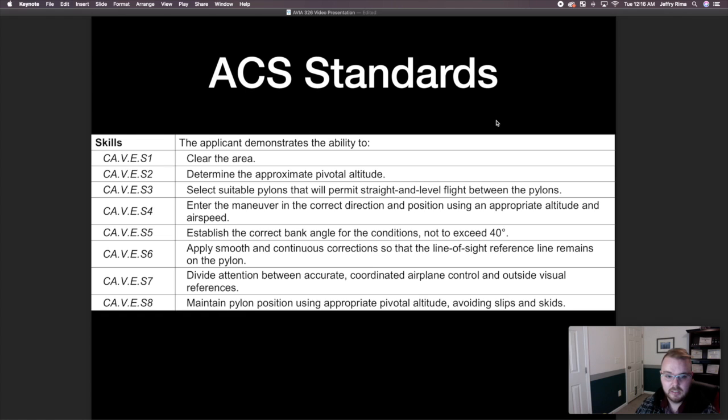Establish the correct bank angle for conditions, not to exceed 40 degrees. Apply smooth and continuous corrections so that the line of sight reference line remains on the pylon. Obviously, being a commercial pilot requires you to be smooth. It's going to require you to divide attention between accurate and coordinated airplane control and outside visual references, and maintain pylon positioning using appropriate pivotal altitude, avoiding slips and skids. Obviously, any types of slips and skids are going to be disqualifying. The goal here is to have smooth and coordinated flight.